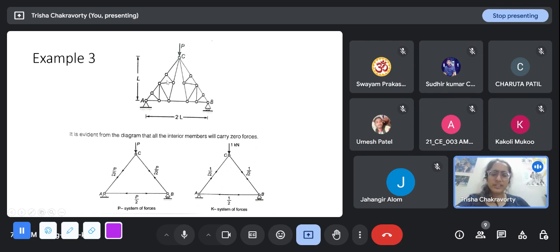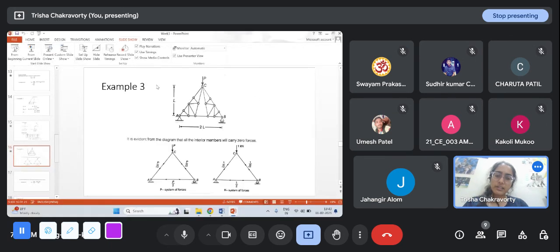You have to solve so many joints to get the entire system. But basically, what were the rules of zero force members? That if at a point there are three members, two of them are collinear and one is not, and at that point there is no applied load and there is no boundary condition, then the non-collinear member will have no force, so it will be a zero force member. We can remove it from the diagram.